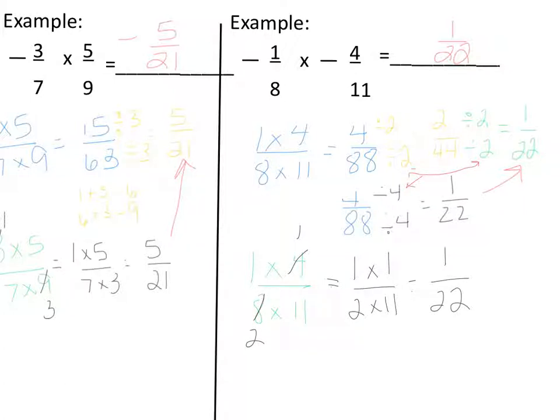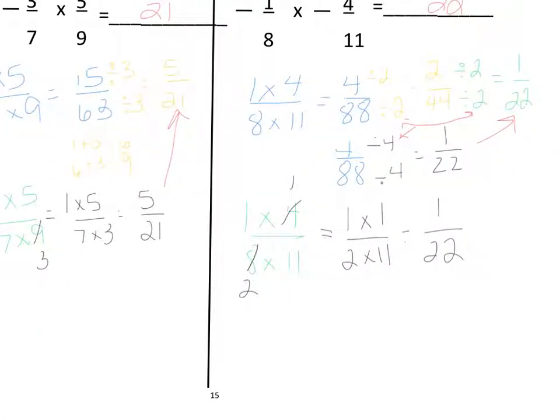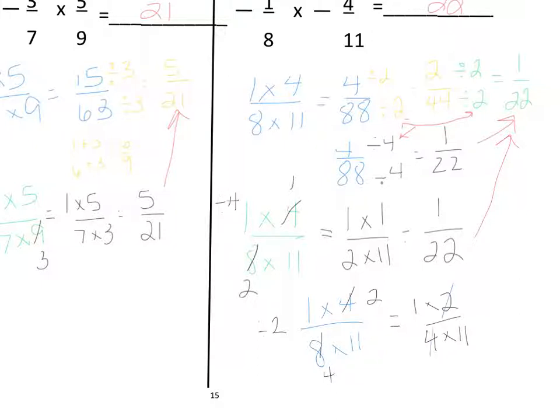We also could have done this differently when cross simplifying, and notice that again we get 1 over 22. With 4 and 8, we divided by 4. This time I'm going to divide by 2. 2 goes into 4 twice, 2 goes into 8 4 times. So I now have 1 times 2 and 4 times 11. Well, now I can see I can still simplify by 2. 2 goes into 4 twice, 2 goes into 2 once. So we're down to 1 times 1 over 2 times 11.